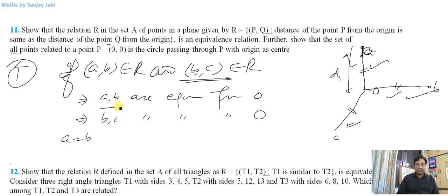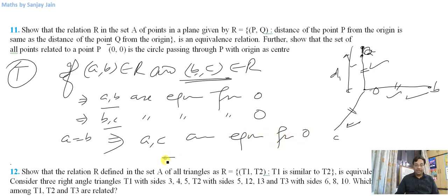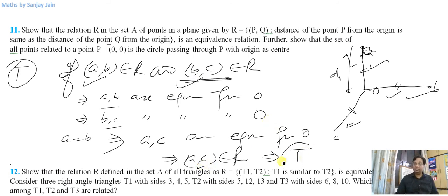So if A and B are equidistant from the origin, and B and C are equidistant from the origin, this will imply that A and C are equidistant from the origin, right? That implies AC belongs to this relation R. Hence, if AB and BC belong to R implies AC belongs to R, this relation is transitive. Okay, if you listen to the previous lectures carefully, you will do this question in 30 seconds.